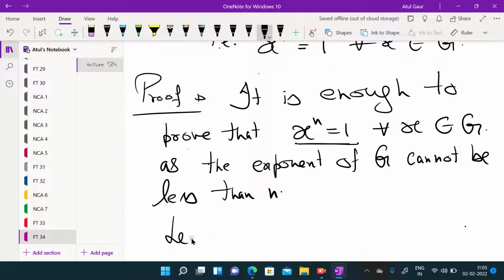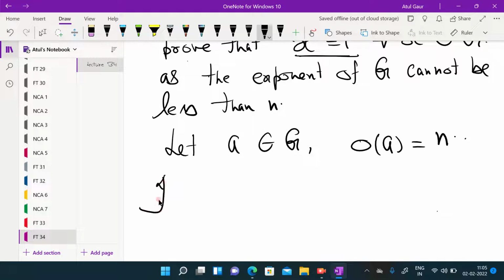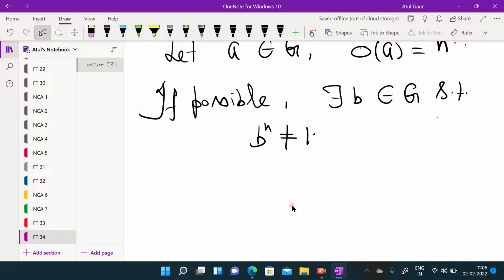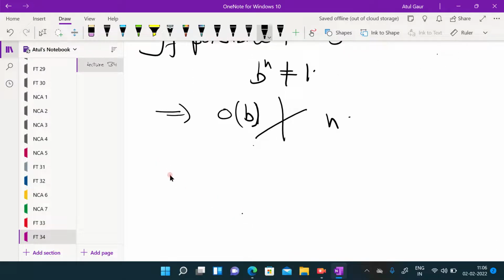Alright. So let a be an element in G and order of a is n. Suppose there exists an element b in G such that b power n is not 1. If this is not 1, naturally order of b cannot divide n. This simply means order of b cannot divide n, because if order of b divides n then b power n has to be 1. Is that fine? Yes, sir. So that's simple.